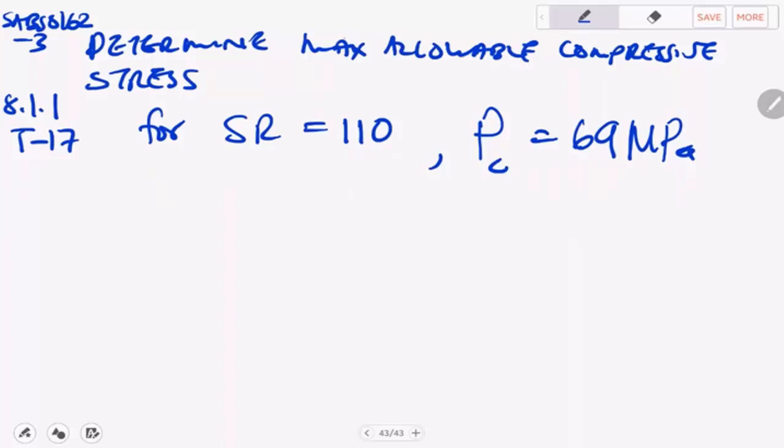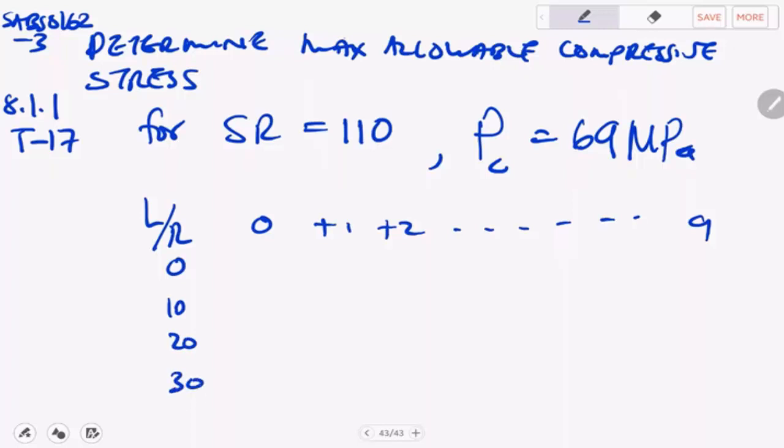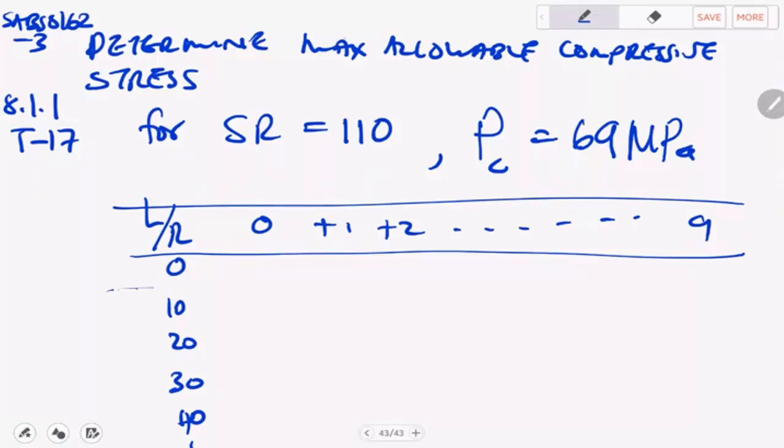Okay. So you've got L over R, that's your slenderness ratio. 0 plus 1 plus 2, then plus 9, right? Then going down, you have 0, 10, 20, 30, 40. It continues, right? Then in between, you've got values there.